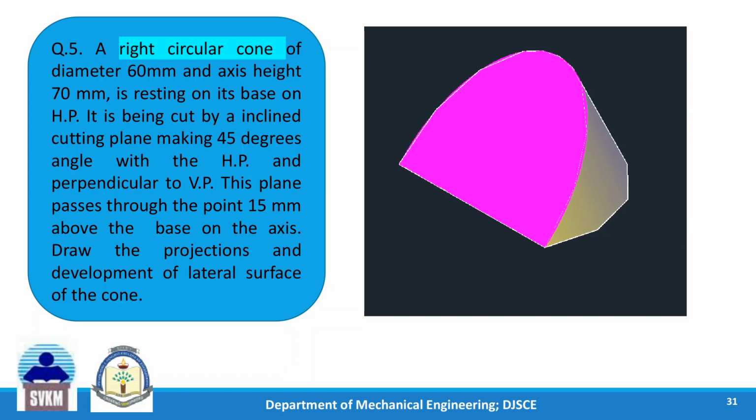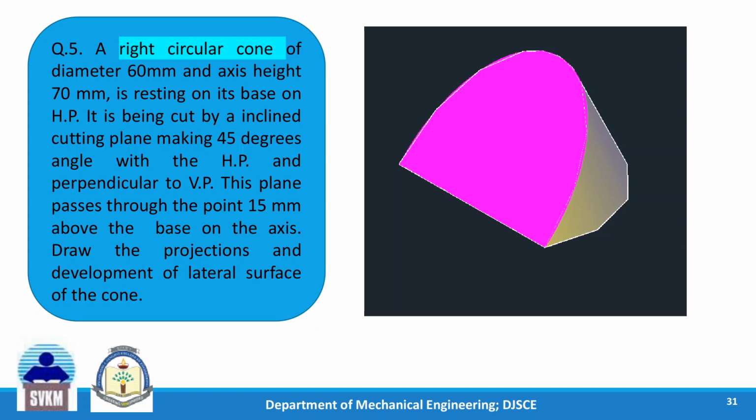A right circular cone of diameter 60 mm and axis height 70 mm is resting on its base on HP. It is being cut by an inclined cutting plane making 45-degree angle with the HP and perpendicular to the VP. That is AIP, 45 degrees angle. This plane passes through the point 15 mm above the base on the axis. Draw the projections and development of lateral surface of the cone.